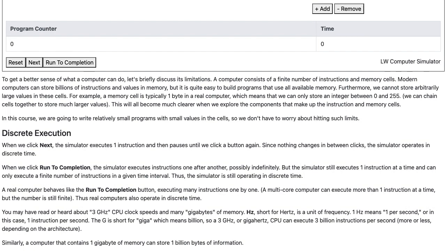You may have read or heard about 3 GHz CPU clock speeds and many gigabytes of memory. Hertz is a unit of frequency. 1 Hertz means 1 per second, or in this case, 1 instruction per second. Giga means billion, so a 3 GHz CPU can execute 3 billion instructions per second. Similarly, a computer that contains 1 gigabyte of memory can store 1 billion bytes of information.